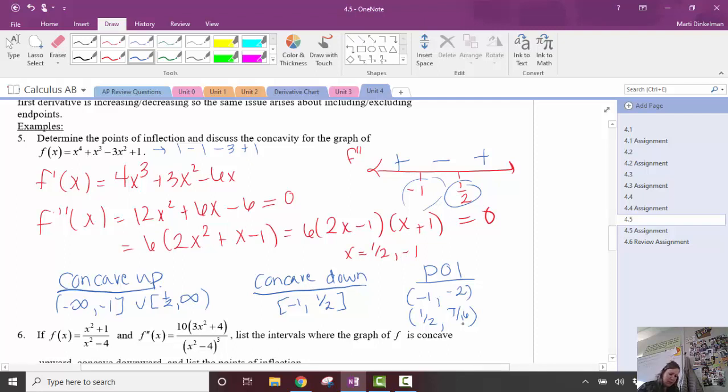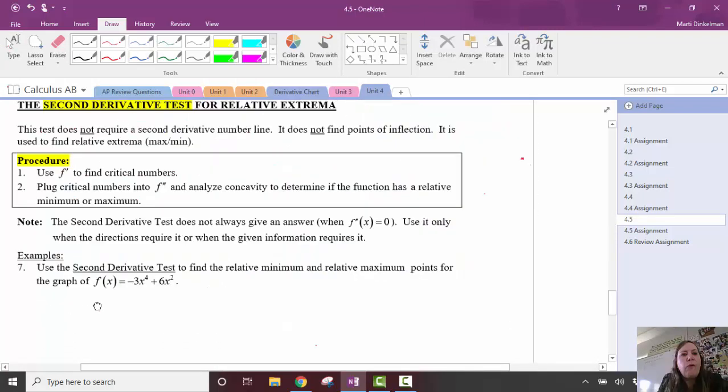So 1 through 8 are asking you to do those where you do the number line analysis and determine concavity and points of inflection. So try 1 through 8 and then come back, or maybe it's 1 through 9. Try 1 through 9 and then come back, and we'll talk about the second derivative test for maxes and mins.